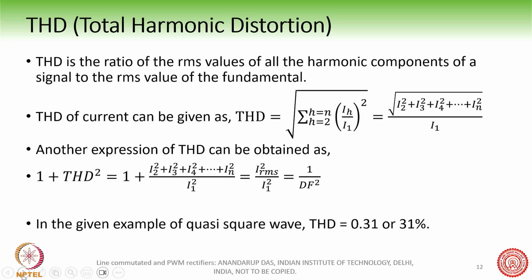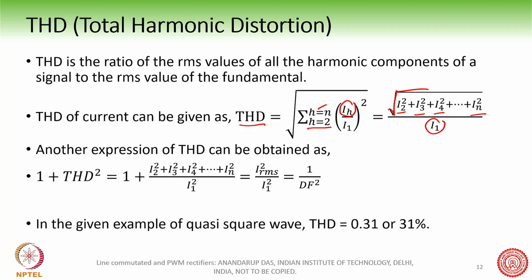Now the next term that we will introduce is called the THD, total harmonic distortion. THD is the ratio of the RMS value of all the harmonic components to the RMS value of the fundamental. So THD is equal to the RMS value of all the harmonic components, h equal to 2 to n, that is I2 square plus I3 square plus I6 square up to In square, all under a root, divided by the RMS value of the fundamental.